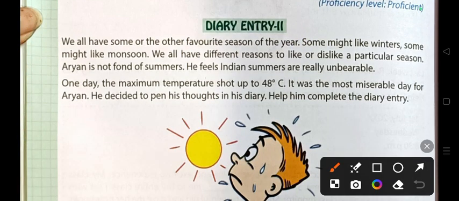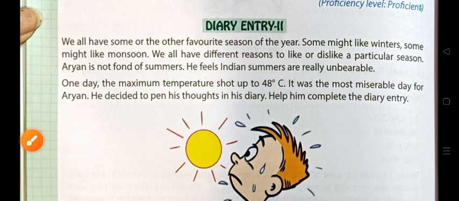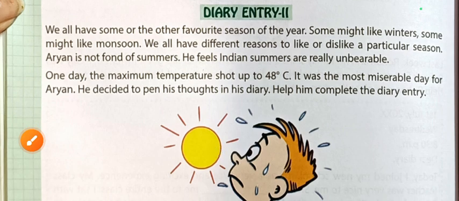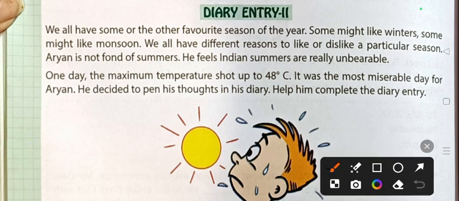Now we will try to understand diary entry second. We all have some or other favorite season of the year. Some might like winter, some might like monsoon. We all have different reasons to like or dislike a particular season. So everyone has different choices. Aryan is not fond of summer, so we are going to write a diary entry for Aryan. He feels Indian summers are really unbearable.